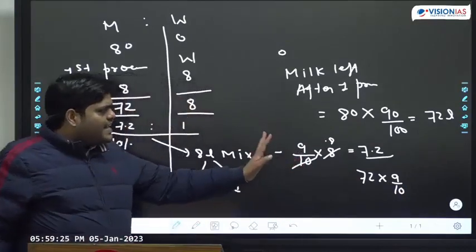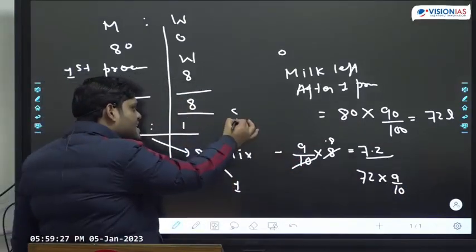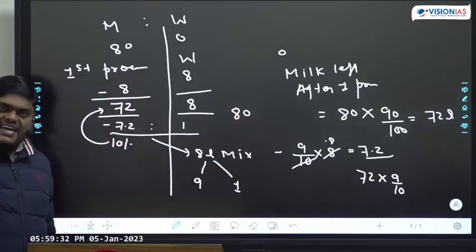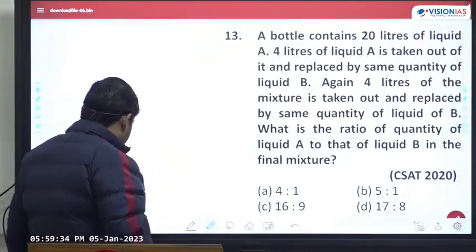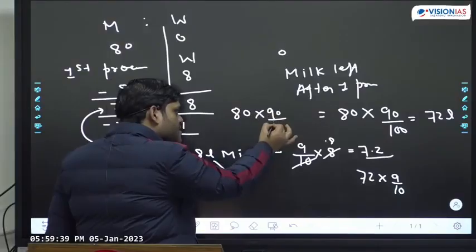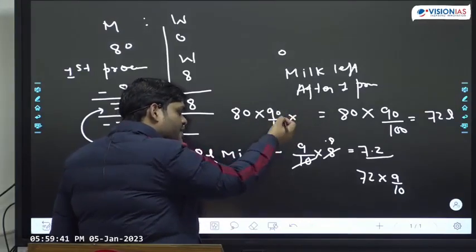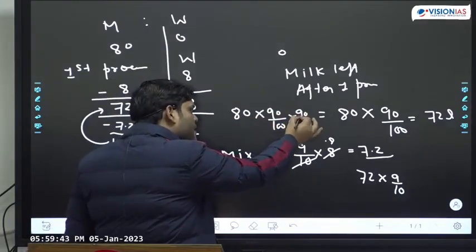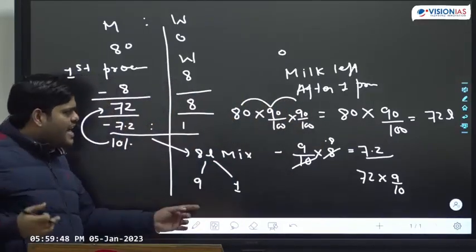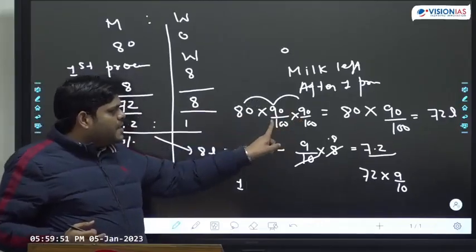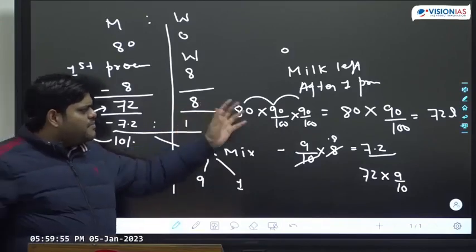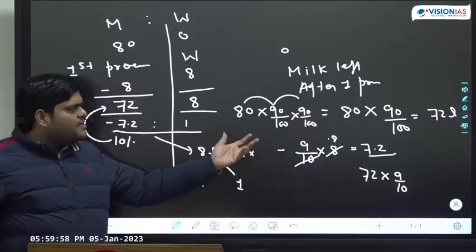So you can do it directly when the question is like this: 80 liter is there, you are taking 8 liter out, adding the water. So we can say 90% is left, and again when you are taking out and adding, again 90% will be left. So if you are able to solve the first time, the second time simply multiply and you will get your answer. So if you're not using the formula, we can solve this way.